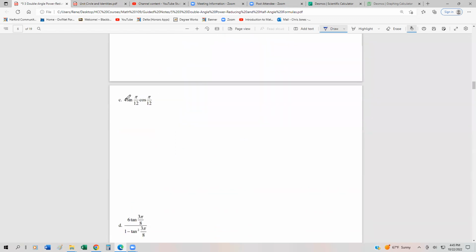This one's a little bit sneakier because we have 4 sine of pi/12 cos pi/12. Now, if it was 2, that would be really easy. So let's factor off a 2 and rewrite this as 2 times 2 sine of pi/12 cos of pi/12. Or we can write that as 2 times the sine of 2 times pi/12.